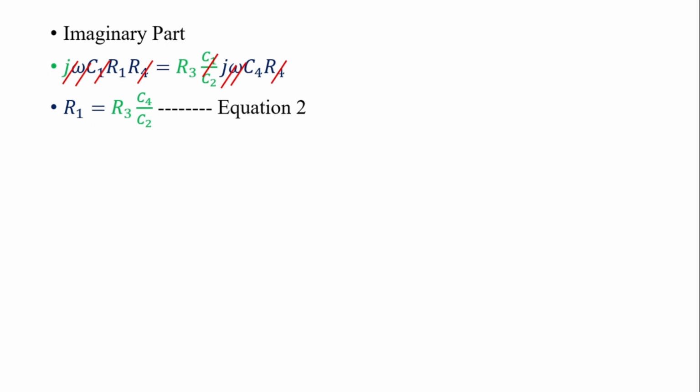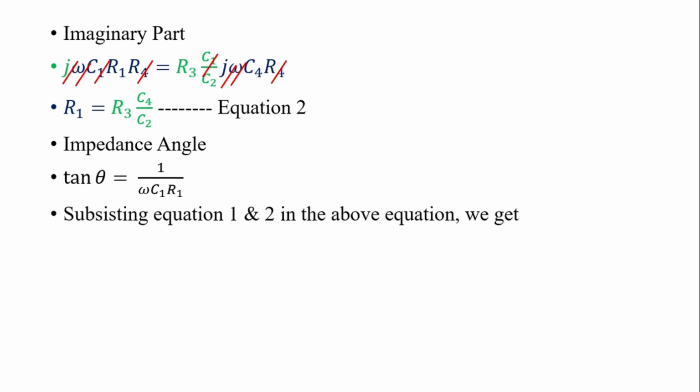Now, regarding the imaginary part, we have j omega C1 R1 R4 is equal to R3 C1 j omega C4 R4 over C2, and upon cancelling all the common terms, we are left with the equation R1 is equal to R3 times C4 over C2, which is equation number 2. Now, in order to calculate the impedance angle for this Schering bridge, we know that the impedance angle is given as tan theta is equal to 1 over omega C1 R1. Upon substituting equations 1 and 2 instead of C1 and R1, and cancelling the common terms, we obtain the final formula: tan theta is equal to 1 over omega C4 R4.